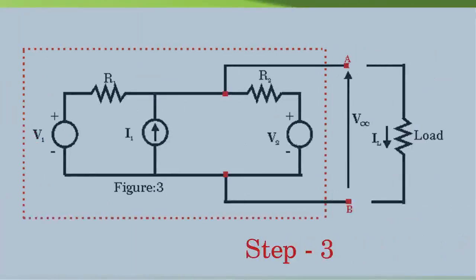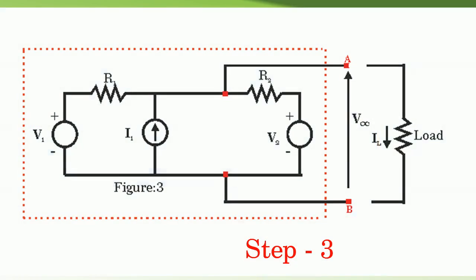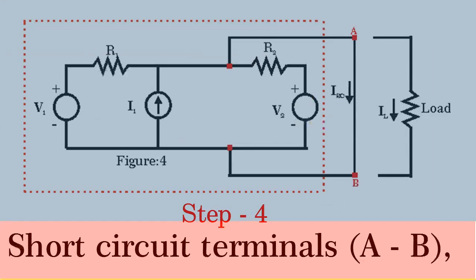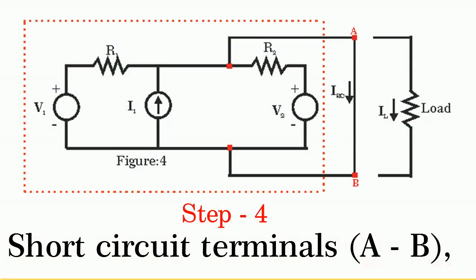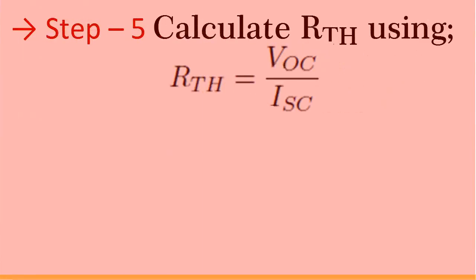Step 3: keep all the sources and the rest of the circuit to the left of the open circuited terminals as it is, and using a suitable circuit solving technique find VOC, and that VOC is equal to V Thevenin. Step 4: short circuit the terminals A and B and find the short circuit current ISC using some circuit solving technique. And step 5: calculate R Thevenin using R Thevenin is equal to VOC upon ISC.